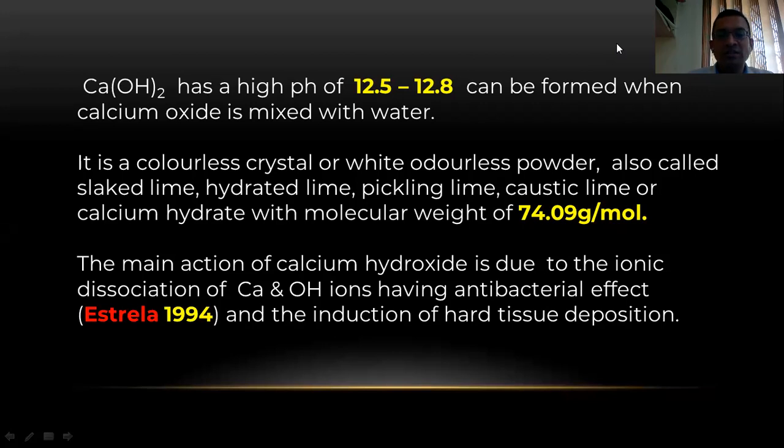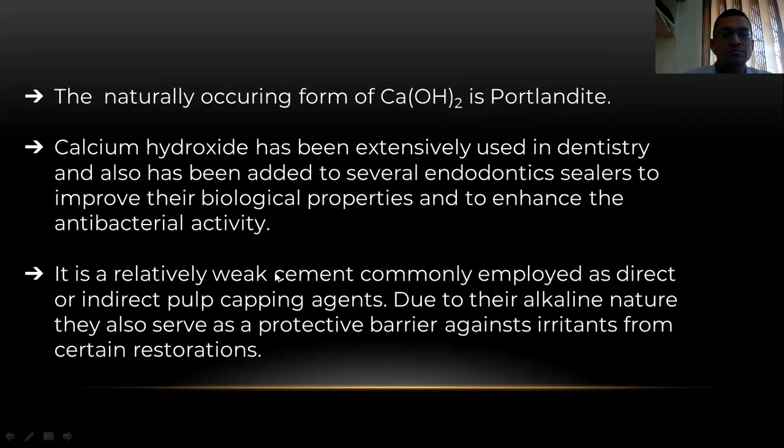The main action of calcium hydroxide is due to the ionic dissociation of calcium and hydroxyl ions having antibacterial effect, according to Estrella in 1994, and the induction of hard tissue deposition. The naturally occurring form of calcium hydroxide is portlandite.